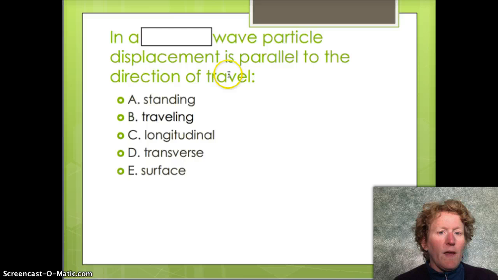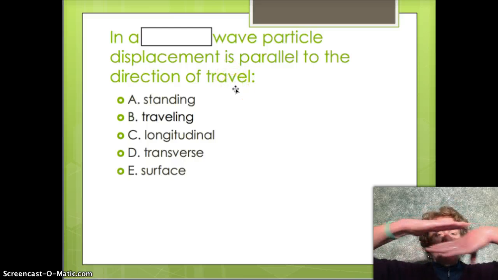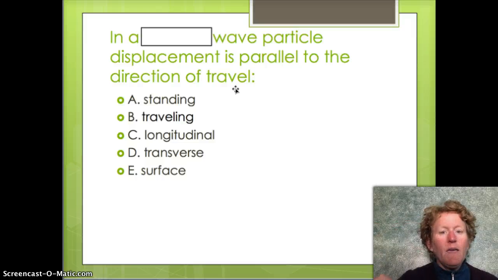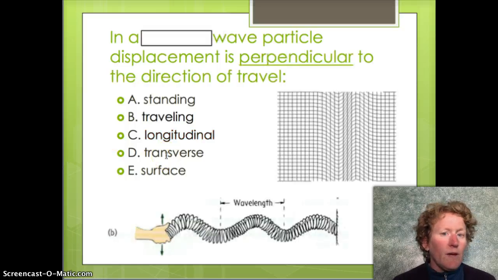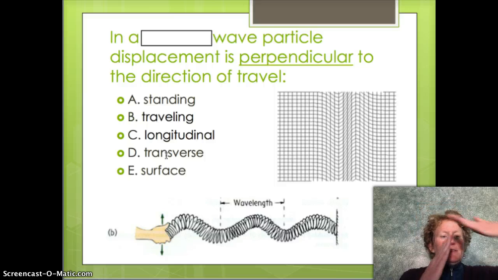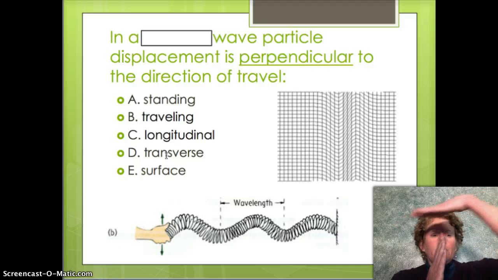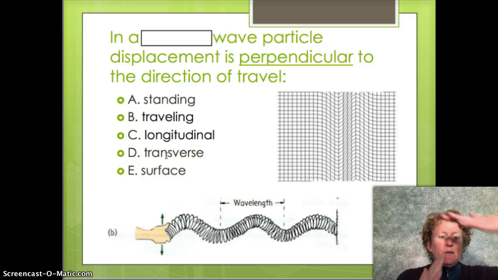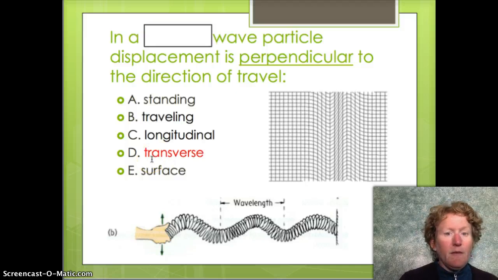In this kind of wave, particle displacement is parallel to the direction of travel. Everybody's getting along in a longitudinal wave. In this kind of wave, the particle displacement is perpendicular to the direction of travel. The particles go this way, the wave's going this way. So this kind of wave starts with the letter T, and it's a transverse wave. Here is an example in a slinky.